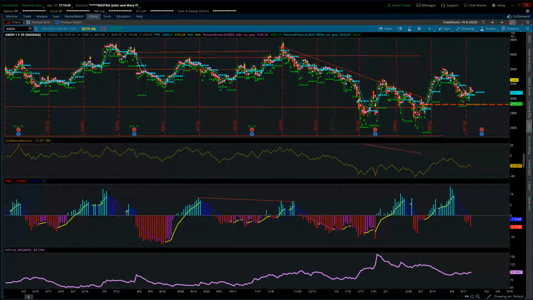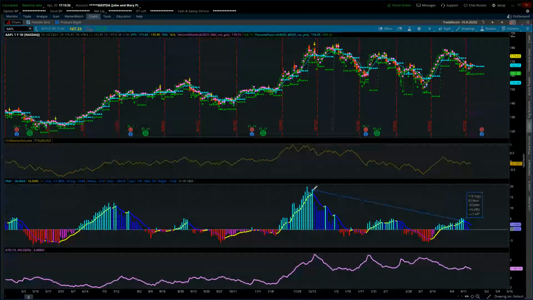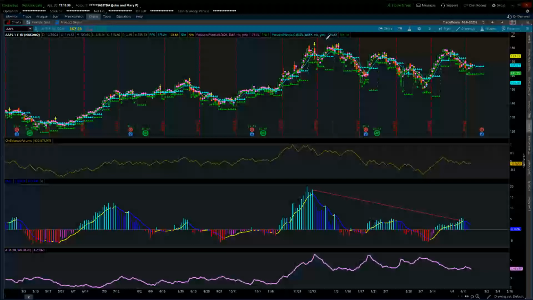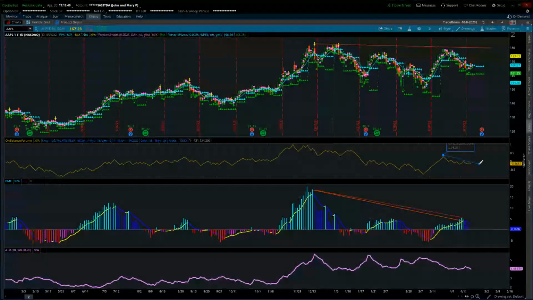AAPL, Apple. I don't want to do this all night long, but Apple. So Apple's got a little bit of an interesting story. It's not really, no one's liquidating, but you're not seeing anyone run to buy aggressively. And when it does rally, it's not showing significant performance. It's not even showing any volume in this rally either.